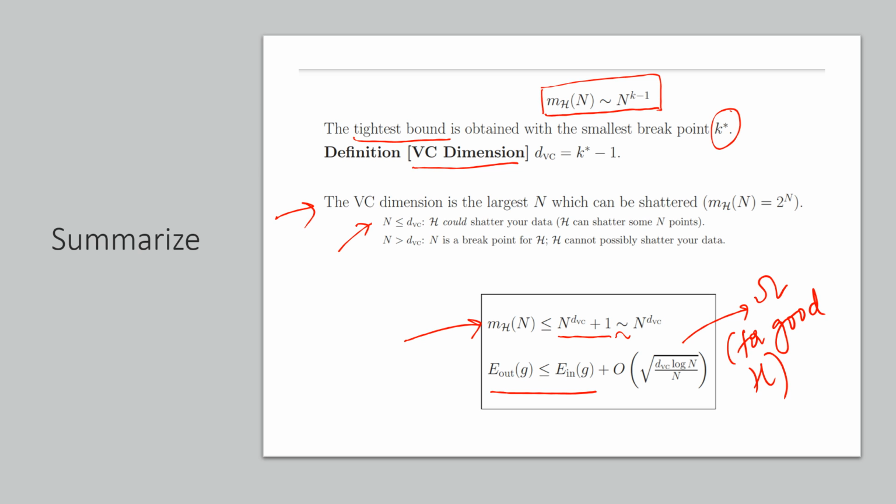Here I'm going to end this video. In the next video, I'm going to talk about some examples and try to build a relationship between the VC dimension and the different hypothesis sets that we've looked at, and go from there.